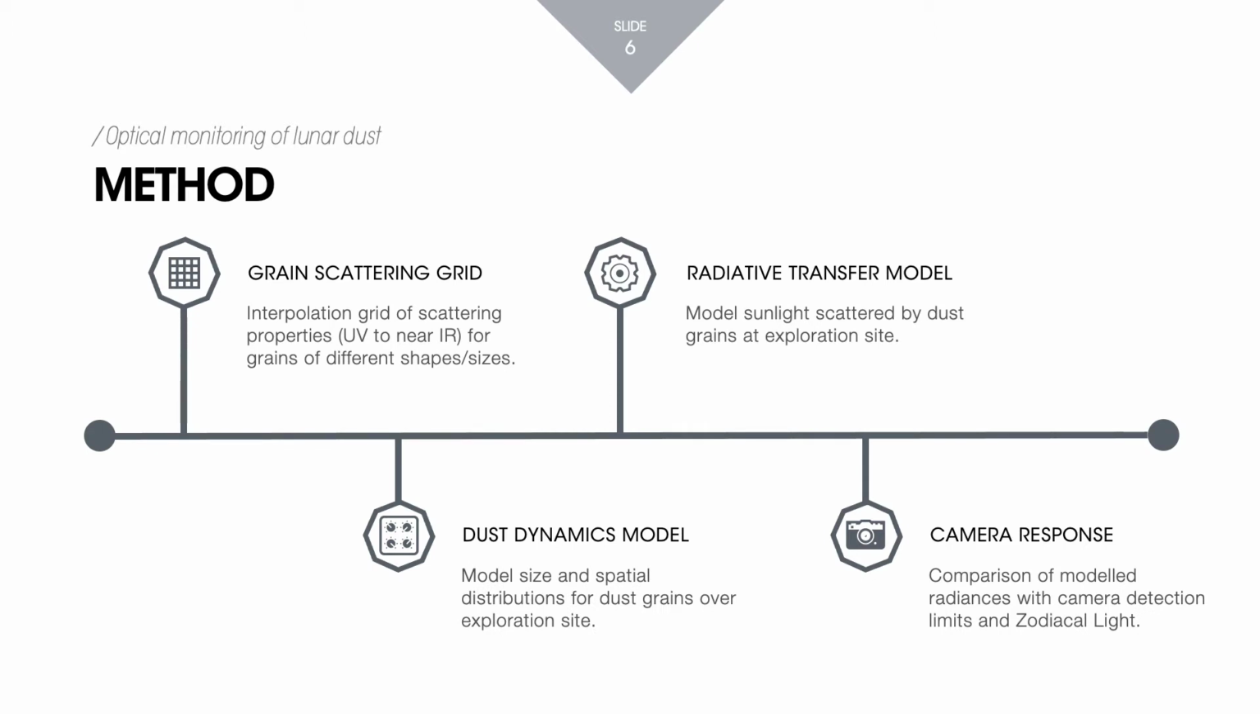Shown here is a brief overview of our method. We started by creating an interpolation grid of scattering properties from the ultraviolet to the near infrared for grains of different shapes and sizes. Then, using a simple dust dynamics model we developed, we modeled the size and spatial distributions for dust grains over an exploration site. Combining the previous elements with the radiative transfer model, we simulated sunlight scattered by dust grains at an exploration site.